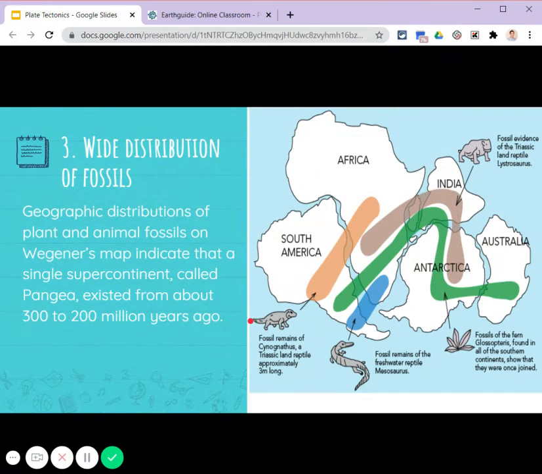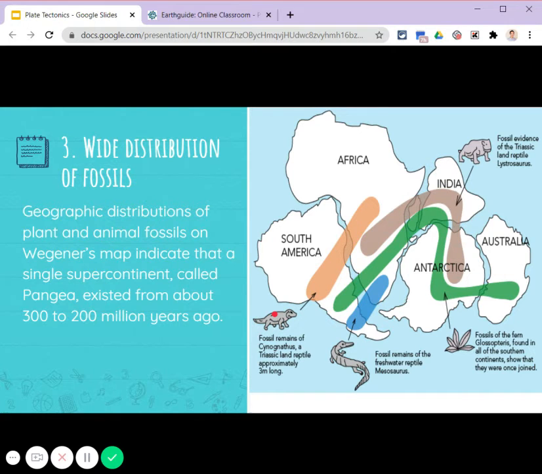Evidence number 3 is the wide distribution of fossils. So let's look at these guys. I'm pointing at the dinosaur-like reptiles or creatures. Okay, there's also one here on the top. And this evidence says that their fossils were found in different continents. Now, here's the thing. These were terrestrial animals, meaning they could not swim. So the only explanation was that they walked.